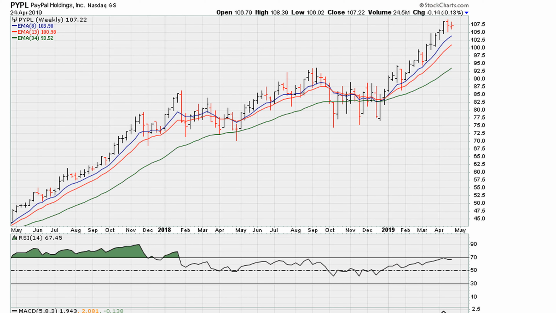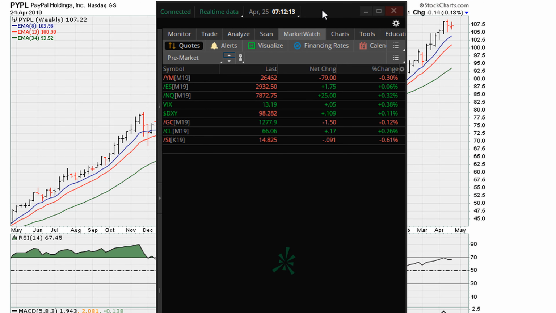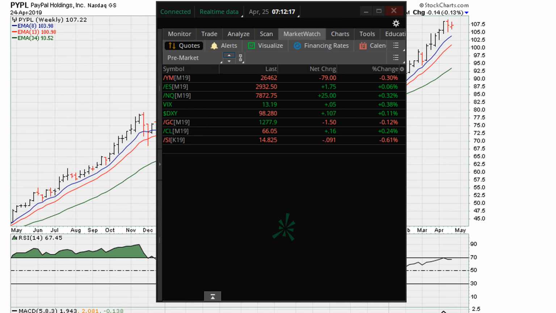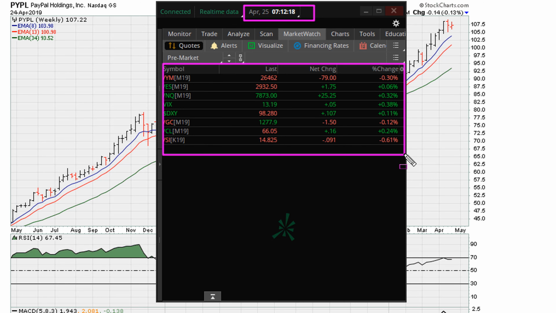Let's take a look at PayPal, and we are looking at this on April 26th in the pre-market. As you can see here, these are the futures trading. And there you have it, Central Time US.